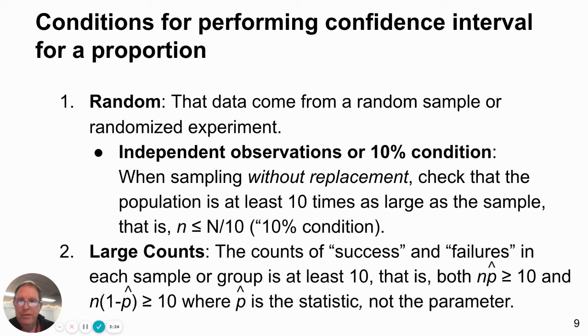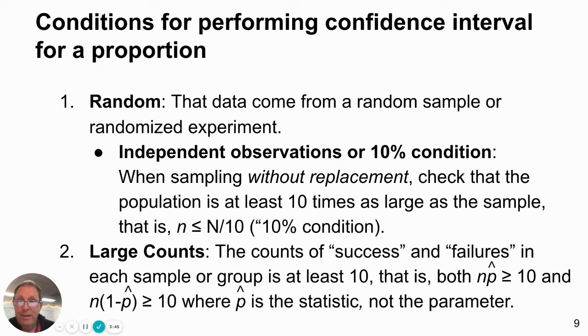There are three conditions that we need to check before we perform a confidence interval for a proportion. The first is the random check. Does the data come from a random sample or a randomized experiment? If it doesn't, it's not worth very much. We're going to have to start over and get good data. We can't fix bad data with good mathematics.